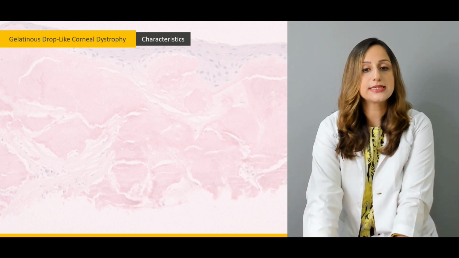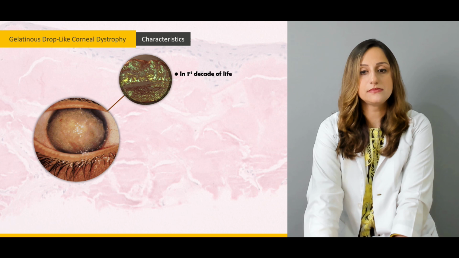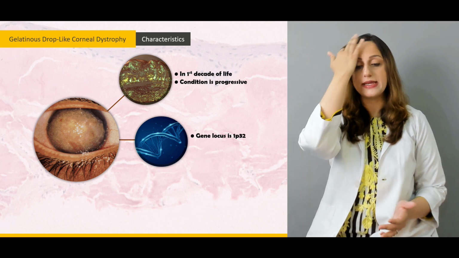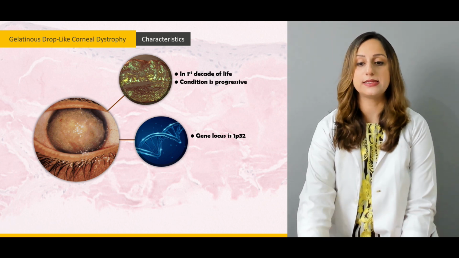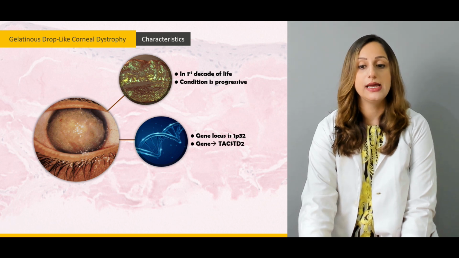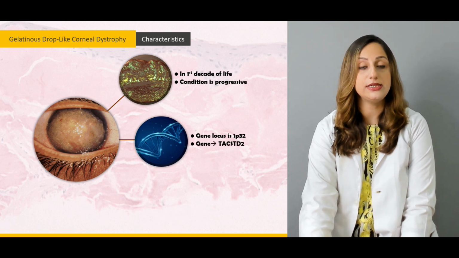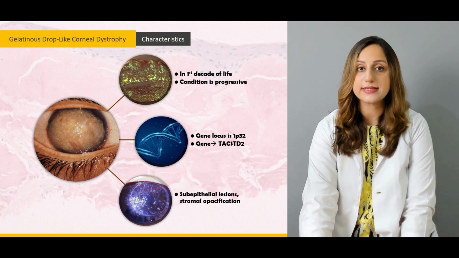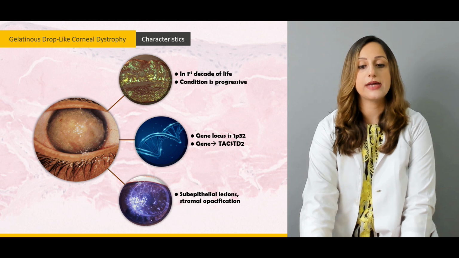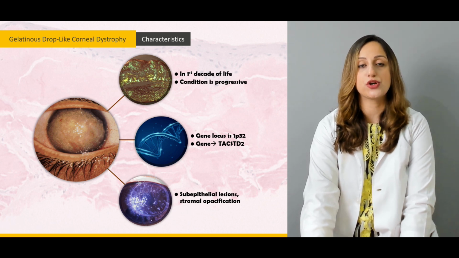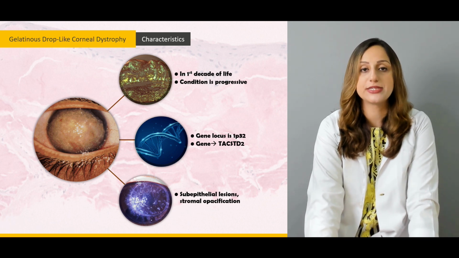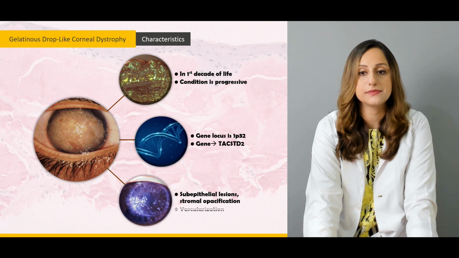The peculiar characteristics here would be that in the first decade of life, the condition is progressive for these children. The gene locus involved for these children is 1p32. This is the genetic location. The gene is TACSTD2. And then we have the subepithelial lesions and the stromal opacifications that are noted, and this would be the peculiar picture or the most common presentation as a child would present to you in the outpatient departments.